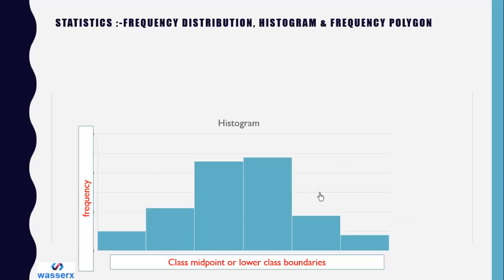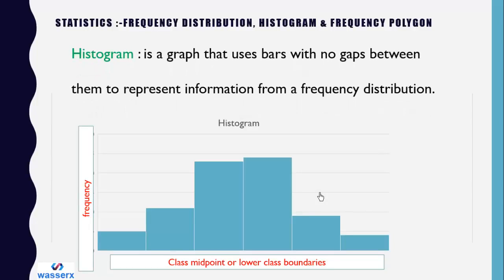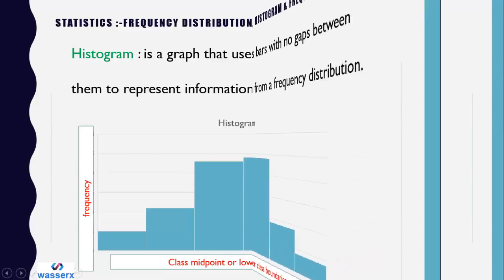The histogram is a graph that uses bars with no gaps between them to represent information from a frequency distribution. The class midpoint or lower class boundaries are on the horizontal axis, that is for the grouped data, and the frequencies are on the vertical axis. For the ungrouped data, you can have the max or whatever it is over here.